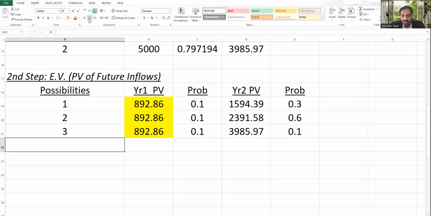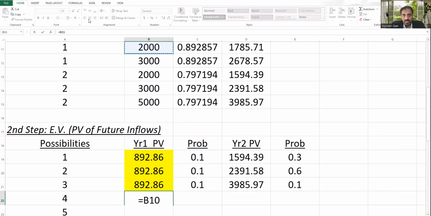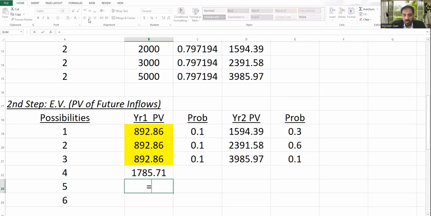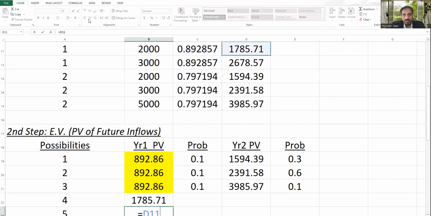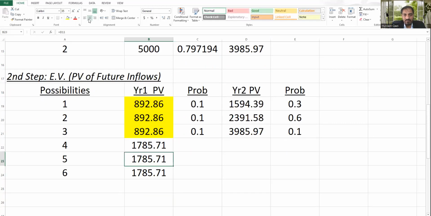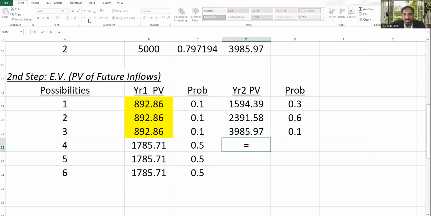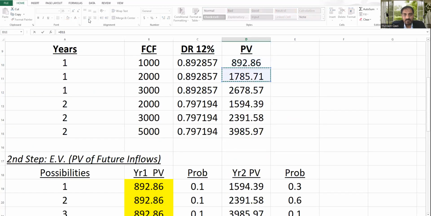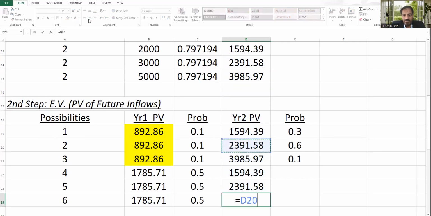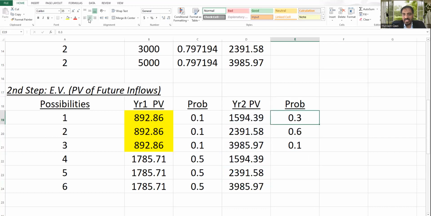Now quickly, 4, 5, 6. What is 4, 5, 6? That's year 1 having the cash flows of this with the probability of, what is the probability? That is the 50% probability. So once again, year 2 having the cash flows, 3 chances. And these are the probabilities.